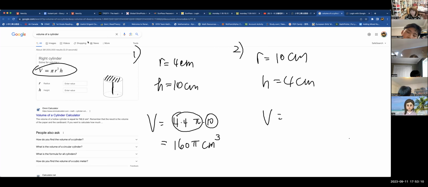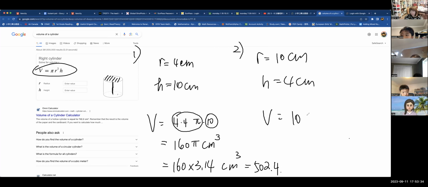Okay, so the second one, if you times 3.14, that's fine. So it's 160 times 3.14 centimeter cube. So I'm going to calculate it. 160 times 3.14 equals 506, sorry, 502.4. Okay, so let's take a look at the next one.